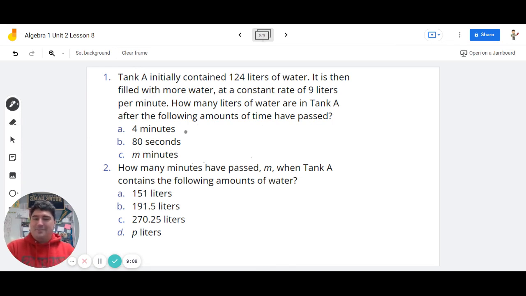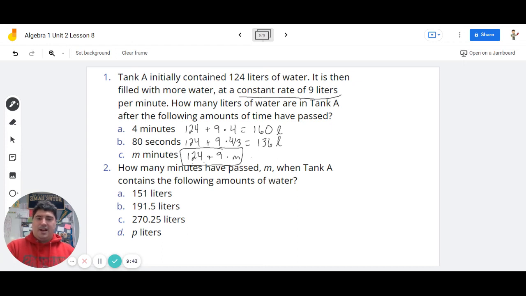But it'll still follow the same kind of formula. 124, instead of minus, it'll be plus 9 times 4. So that would be 36 plus 124, which is 160 liters, right? And 124 plus 9 times 4/3, that would be 136 liters. And 124 plus 9 times M, well, you see the pattern here.